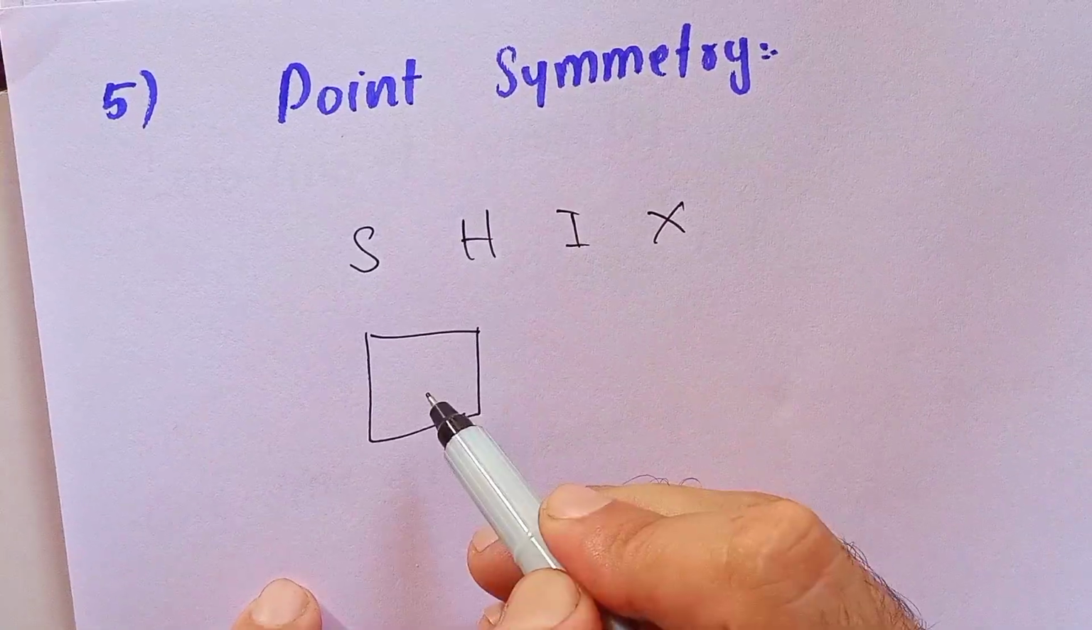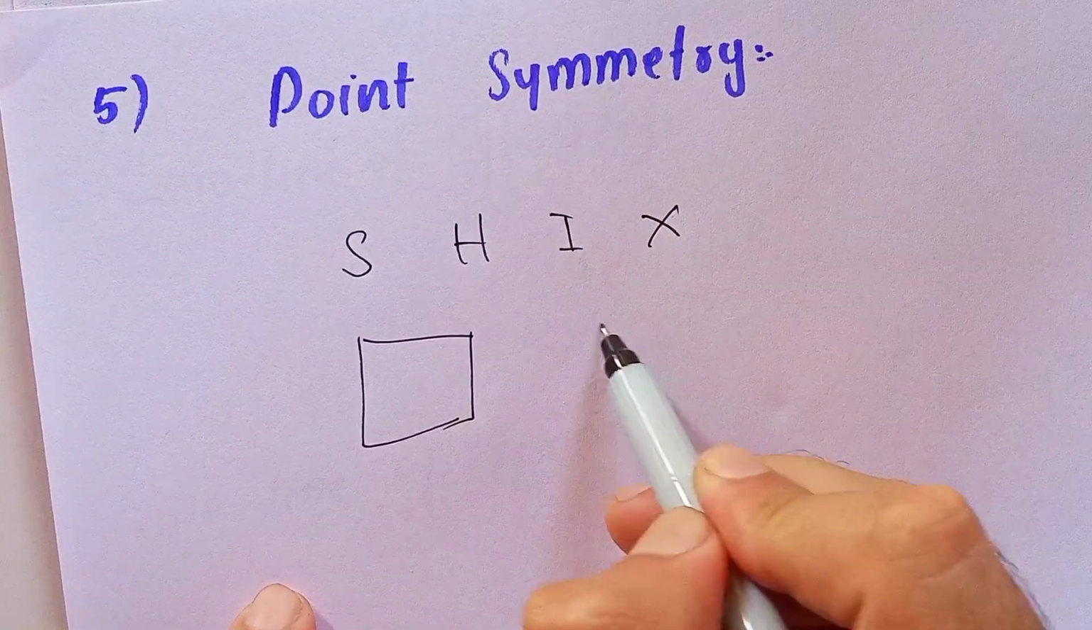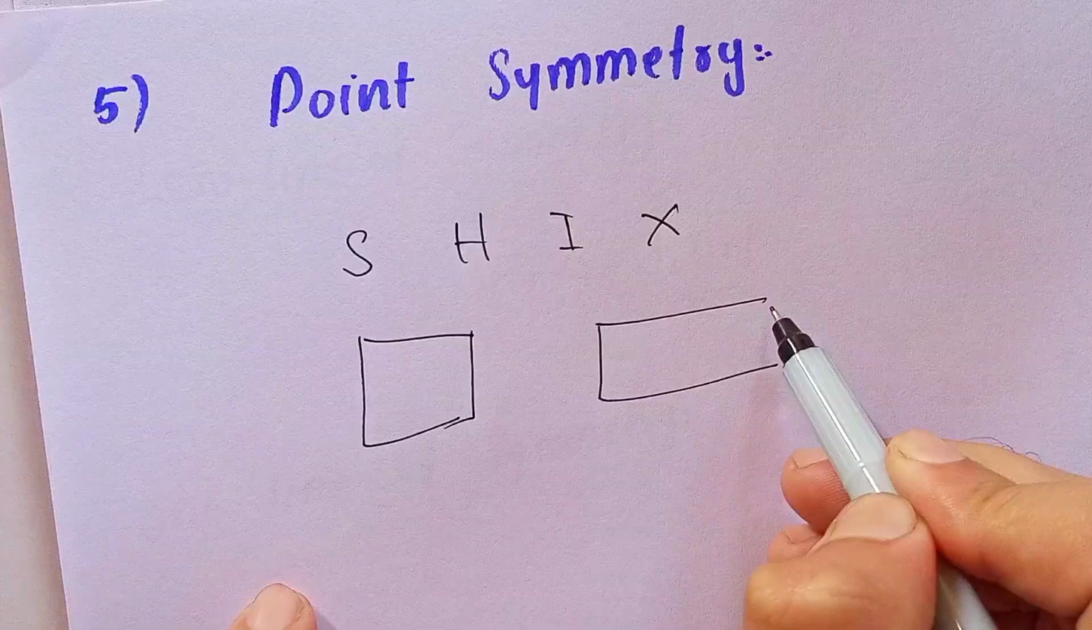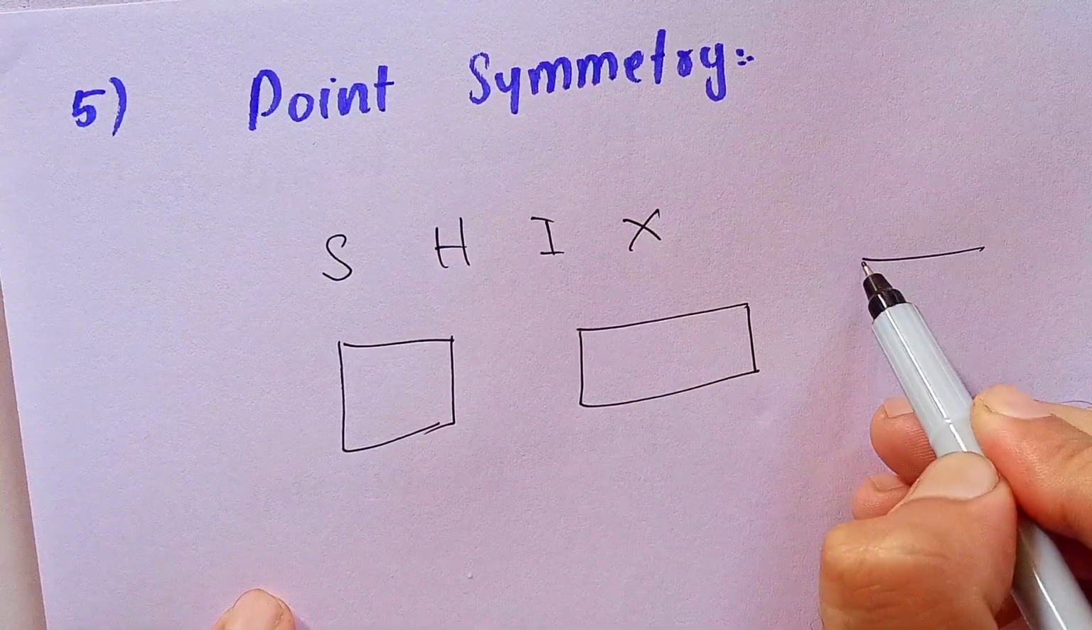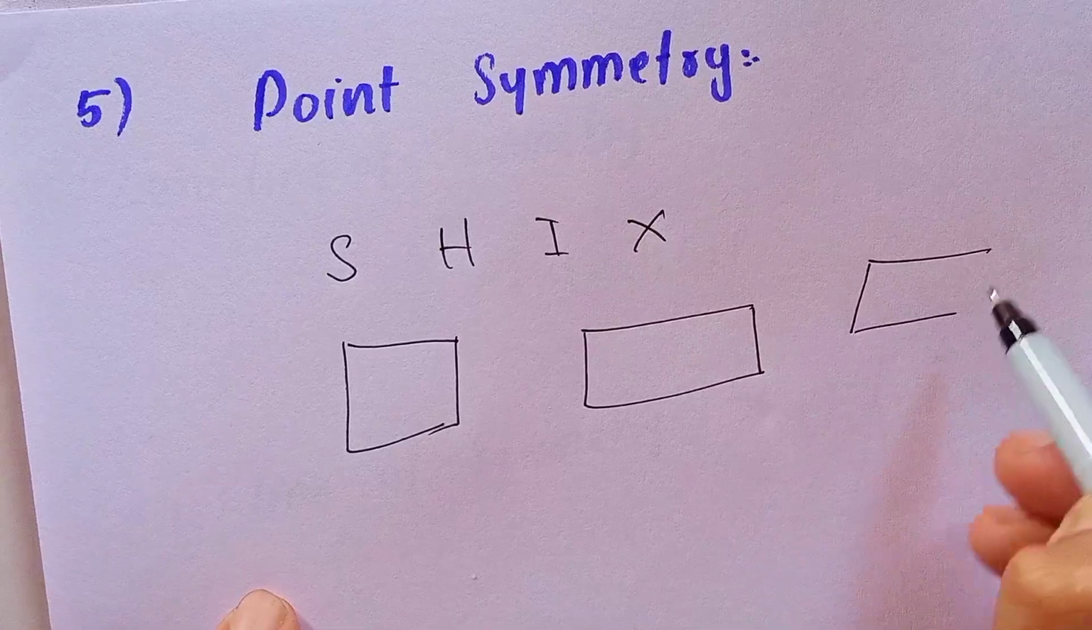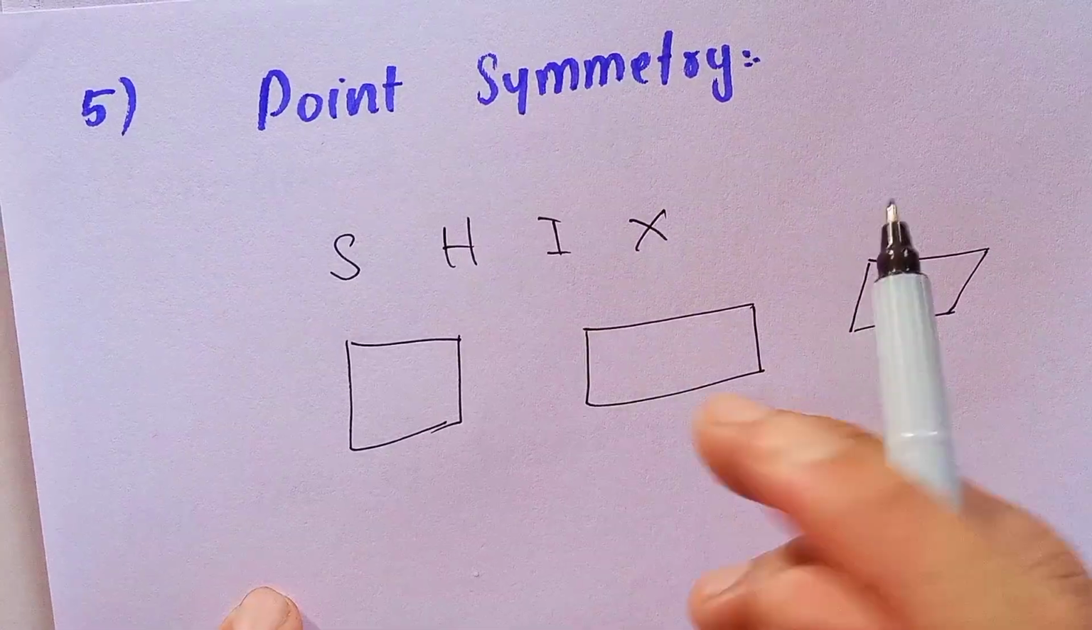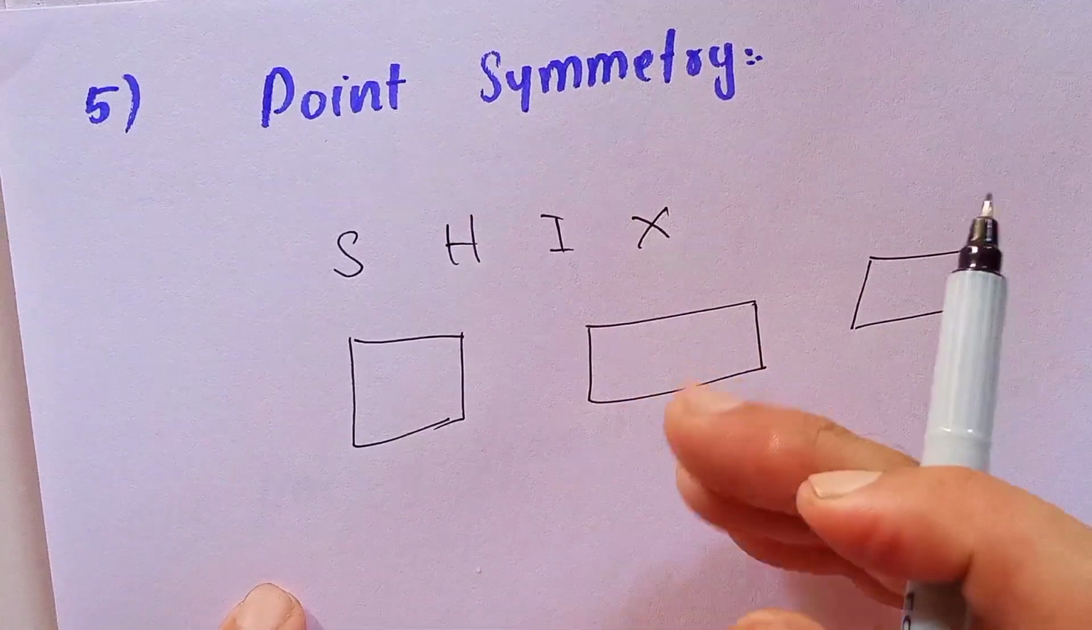In the same way, a square also has point symmetry. A rectangle also has point symmetry. A parallelogram also has point symmetry. Right, so we can say that these figures have point symmetry.